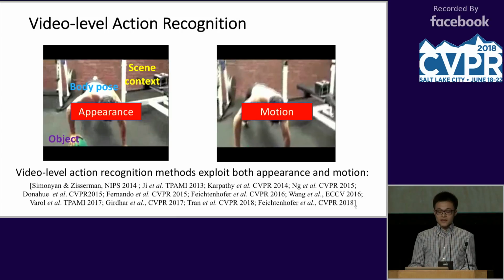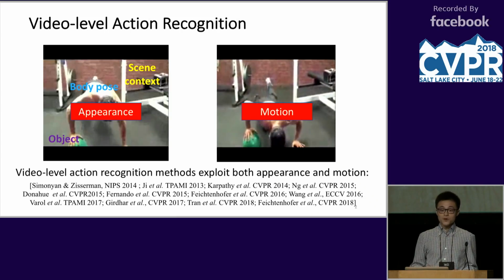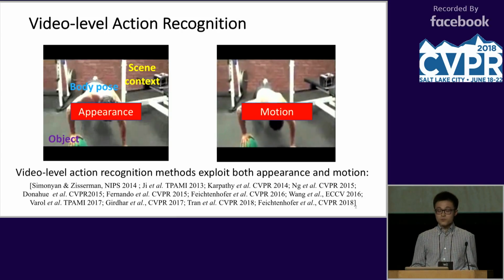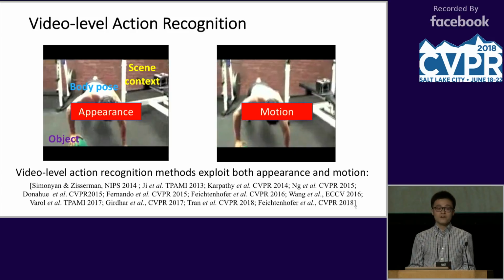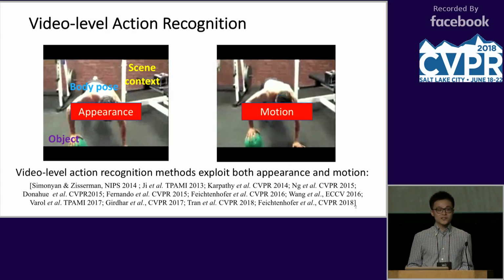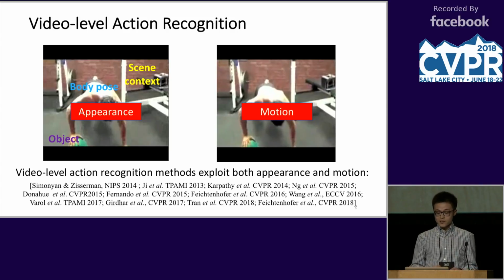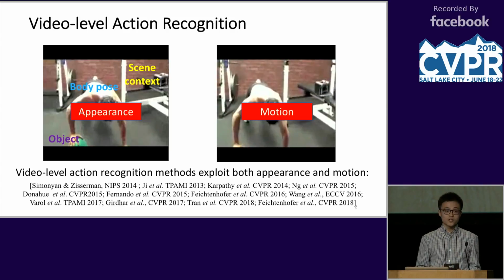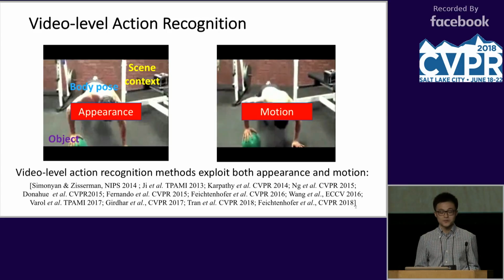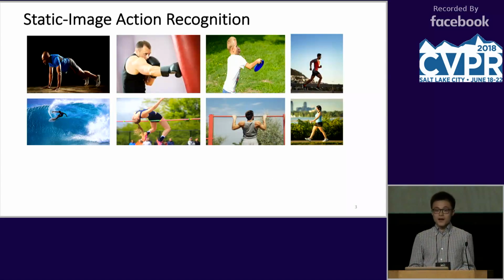There are many video-level action recognition methods that exploit both appearance and motion. In prior work, motion is usually represented by various forms such as optical flow, trajectory, or other localized spatial-temporal descriptors. Optical flow is the most direct motion information used for action recognition and is still commonly used. However, unlike videos, motion cues are missing in static images.